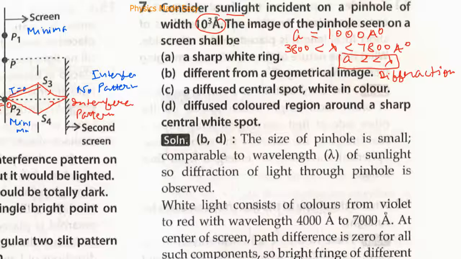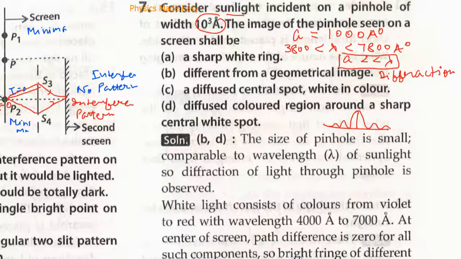The central spot will be bright, because if you remember the diffraction pattern, so this is the diffraction pattern. There is a central maxima and then it is flanked by minimas like this. So this is the central maxima. So the central spot will be bright. Diffused color region round a sharp white spot. This is correct. D is correct and B is correct.